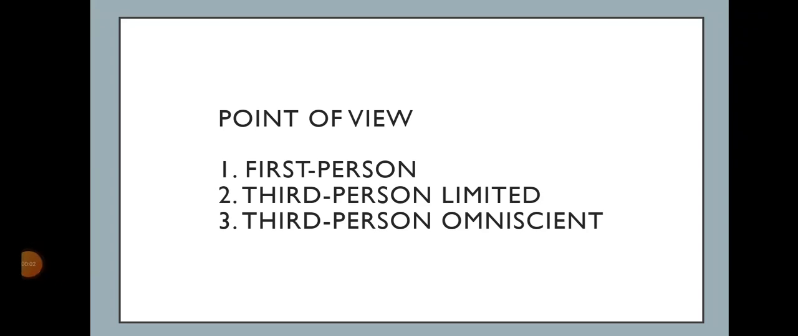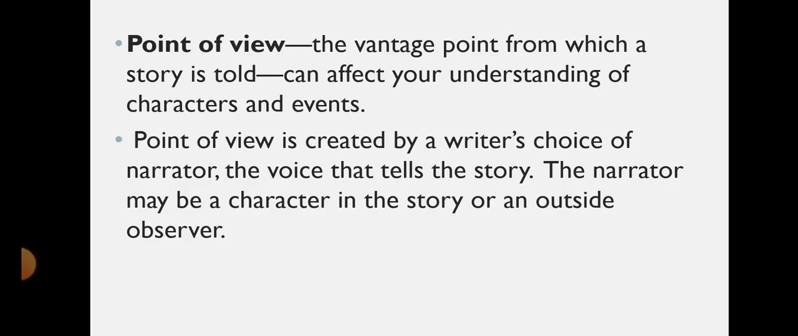View: first person, third person limited, third person omniscient. Point of view: the vantage point from which a story is told can affect your understanding of characters and events. Point of view is created by a writer's choice of narrator, the voice that tells the story. The narrator may be a character in the story or an outside observer.